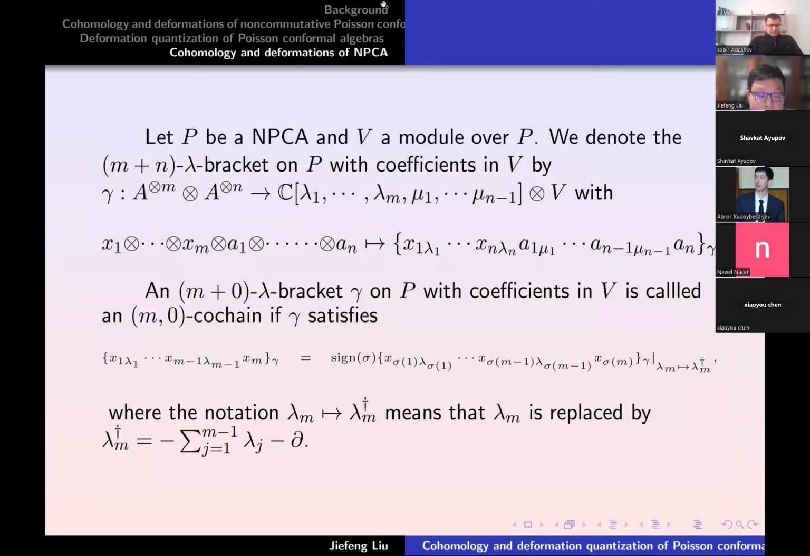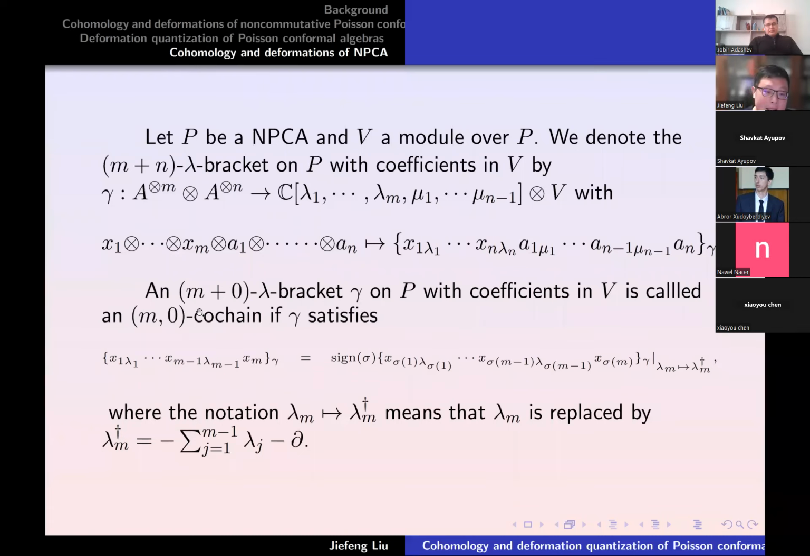Now we give the cohomology of NPCA. First, we give the cochains. Let P be our NPCA and V a module over P. We denote the m plus n lambda brackets on P with the coefficients in V by this form, like this.